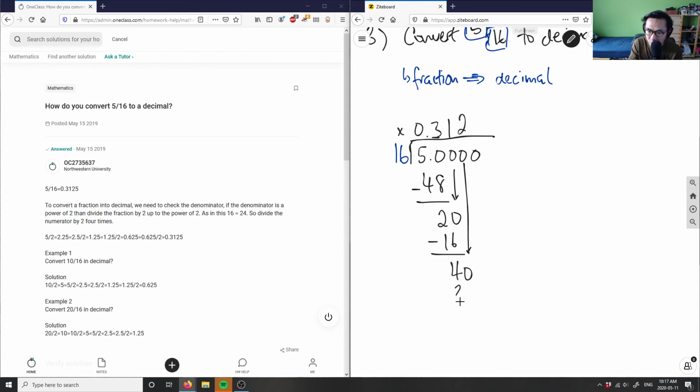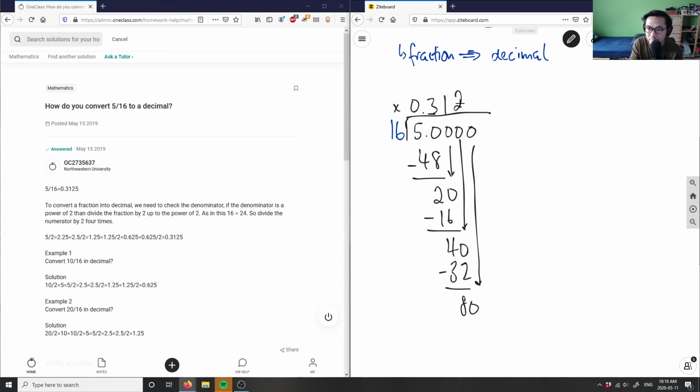6 times 2 is 12, so 40 minus 32 here is 8. Finally, I bring down the last 0 here. 16 times what number would give me 80? Well, I know that 16 times 5 here gives me 80, right?